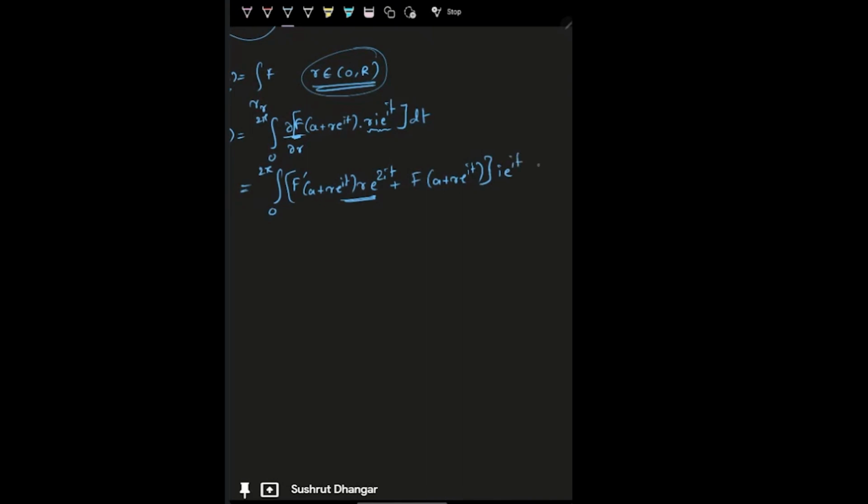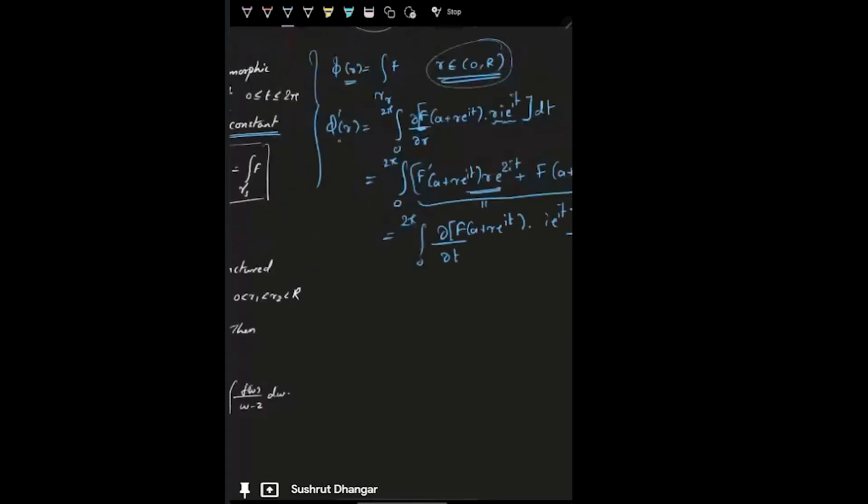So here we have e raised to it and dt, which can also be imagined as the partial derivative of f with respect to t. And since it is not just the partial derivative of f, but f of a plus r e raised to it times r i e raised to it, this partial with respect to t is the same as taking the partial with respect to t and not r. So this is actually equal to, by differentiation under the integral sign, we have the primitive. Hence, the value actually gives us 0.